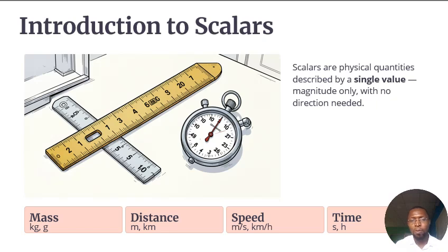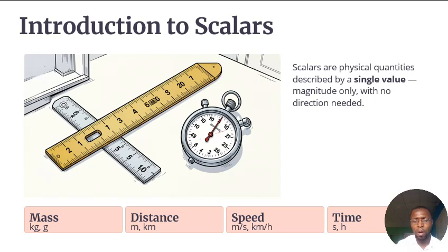So, when we talk about scalars, they are physical quantities in physics that have only a single value, that is, just magnitude only. You can only determine their size. You can't get their direction. So they are the kind of measurement that you take just in determining size, or what we refer to as magnitude. But direction is not involved. What do I mean? Examples of these scalars are mass, distance, and speed.